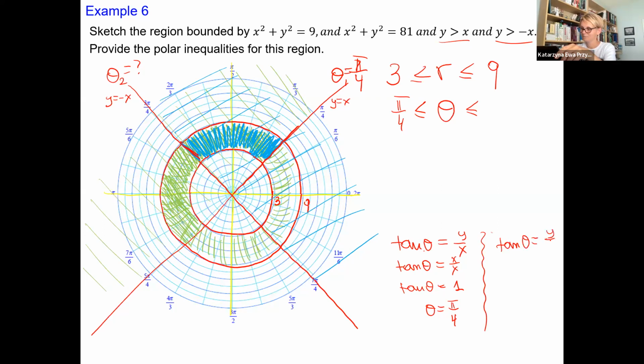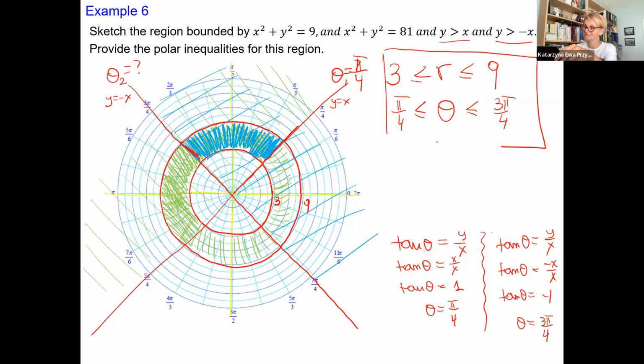Oh, come on, help me. Negative x over x. Tangent theta is negative 1, yes. Then it will be second quadrant, 3 pi over 4. 3 pi over 4. That means this is the answer. That's the polar inequalities, the restrictions for r and theta for the described region.